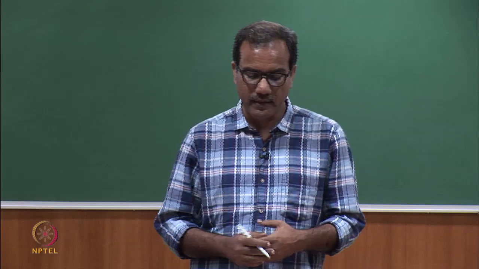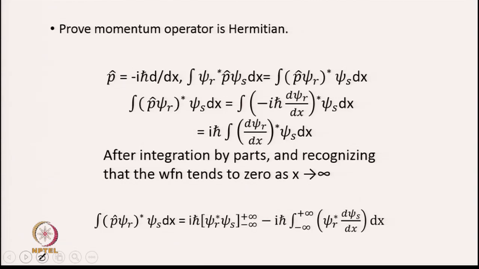Now, let us go and see the second example. For example, can we prove that the momentum operator is a Hermitian operator? So, this is your momentum operator, and it is equal to minus i h bar d by dx, or h cross. Sometimes people say h bar or sometimes people say h cross. I will use h bar. So, minus i h bar d by dx, and if I want to prove that the momentum operator is a Hermitian operator, then I need to prove this thing.